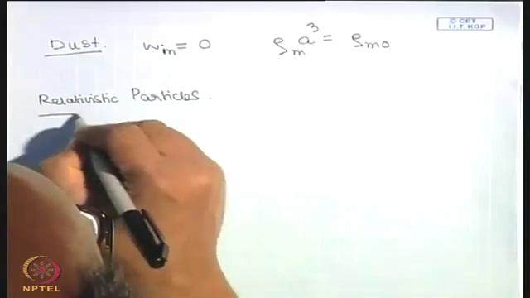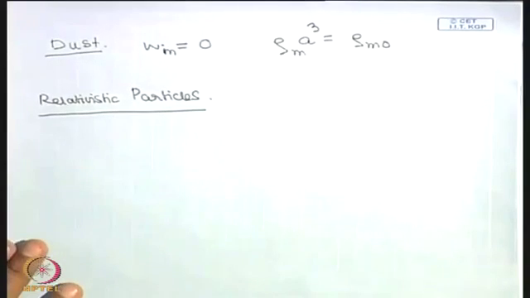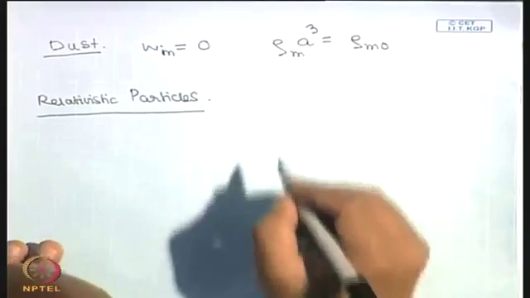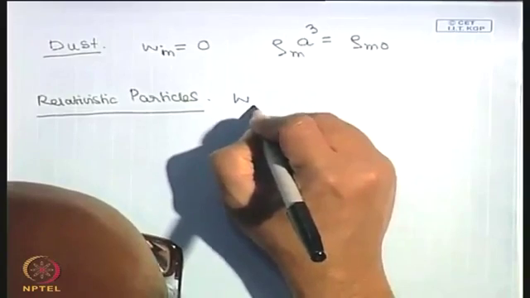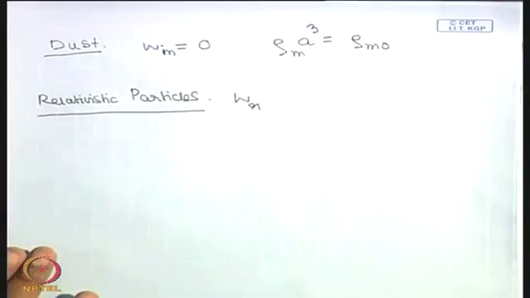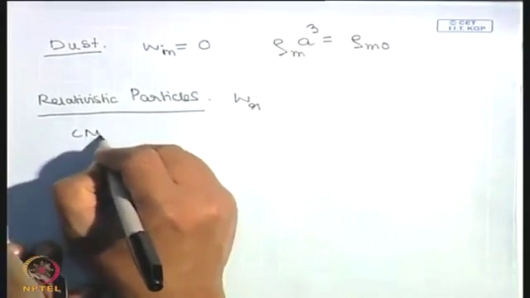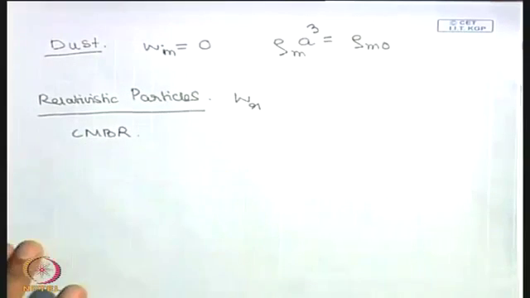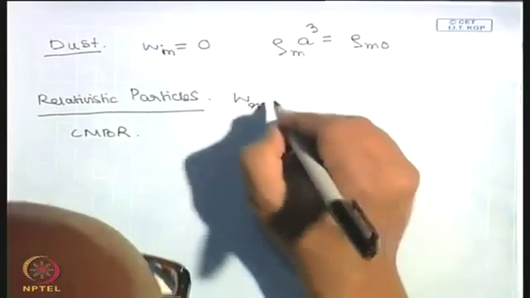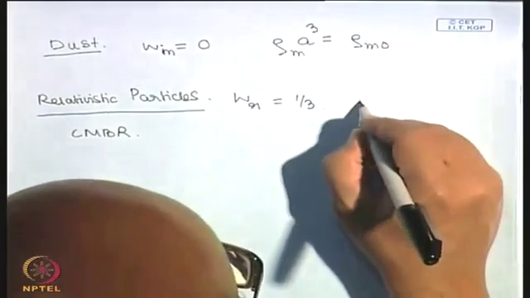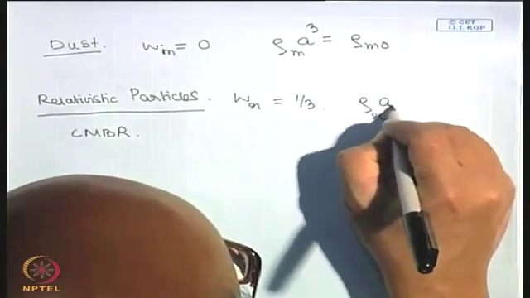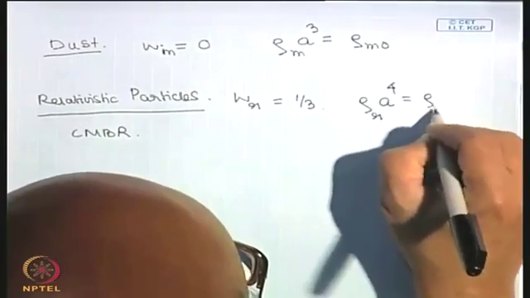For example, the cosmic microwave background radiation, photons. There are other relativistic particles also possible, which we shall learn about later. So, let us write all of them as omega r, relativistic particles, for example CMBR photons, which are isotropically distributed relativistic particles. This pressure is 1/3 rho c square, and rho relativistic a to the power 4 is equal to rho relativistic naught.